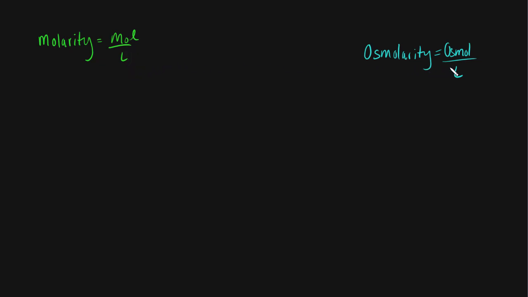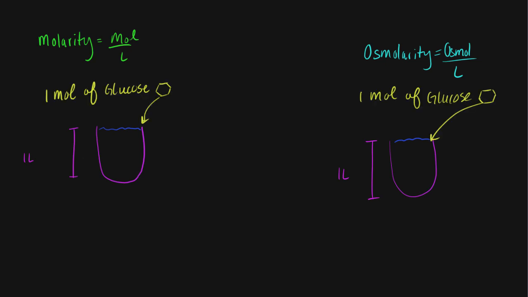And osmolarity, as it turns out, is just osmoles per liter. And even though we don't really know what an osmole is yet, we're going to find out here soon. But it's probably easier to start off with comparing it to something that we know, like molarity. So let's say I have 2 identical beakers, and they're both filled with 1 liter of water, and I mix in 1 mole of glucose into both of them.